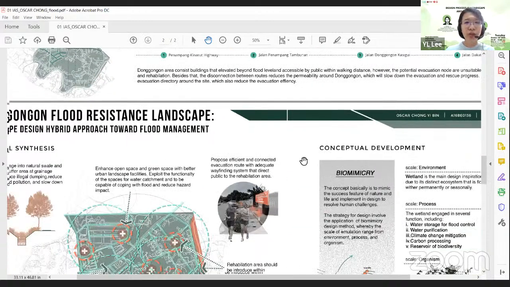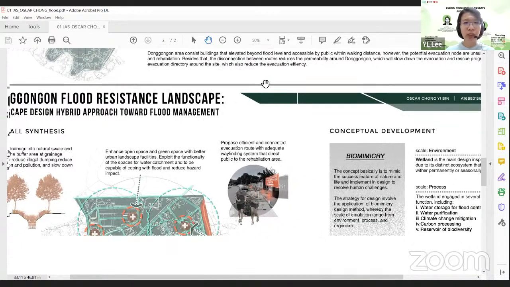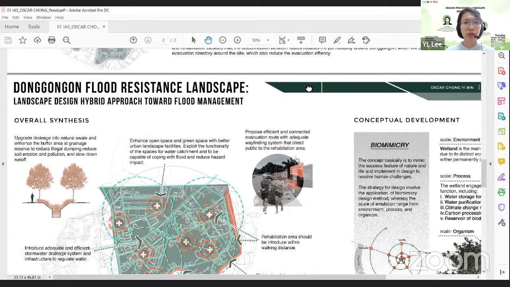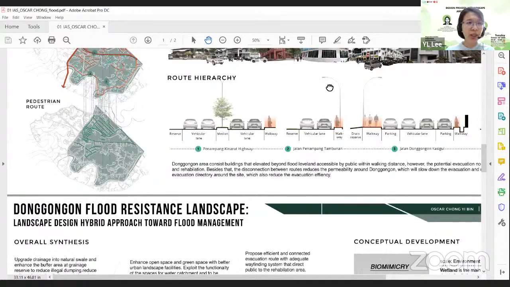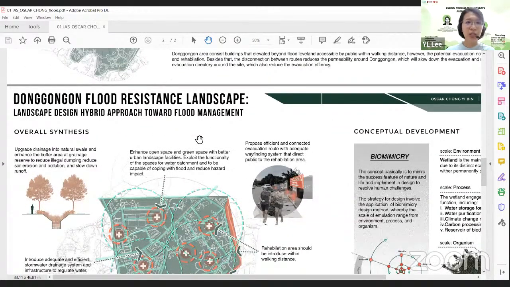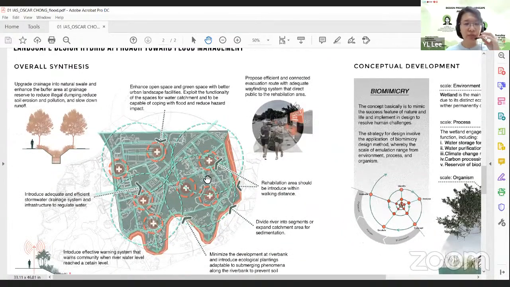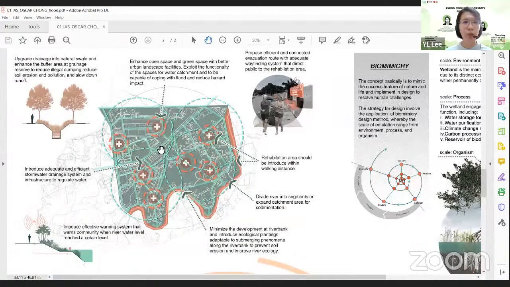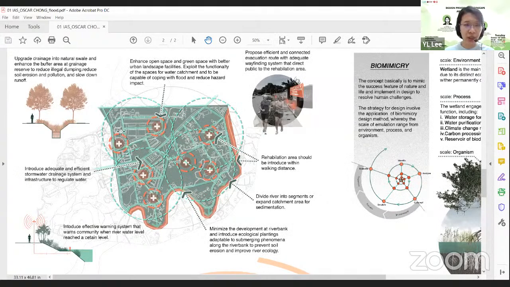So from your inventory analysis, you just pick the important aspects related to your site, which have an issue or potential, and you come out with a synthesis map, a recommendation or suggestion map. When you suggest something, you have to show it on the map. You cannot say, okay, I would like to suggest A here, B there. Your lecturers cannot imagine the space. So put everything on the maps. Maps show evidence, always.